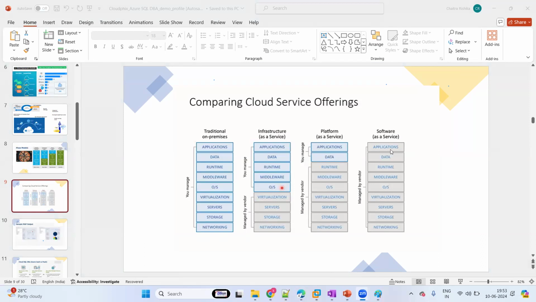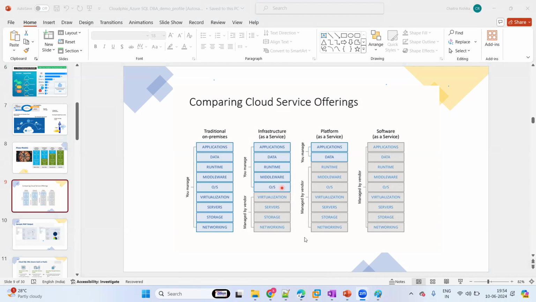And with software as a service, you need not bother about anything. You just have to utilize the service, like Office 365, Google Drive, or Gmail. You are utilizing the end product, and you are not going to maintain the inside of those services. So from the database standpoint, you don't have that many things to do here. We are more familiar with platform as a service and infrastructure as a service.